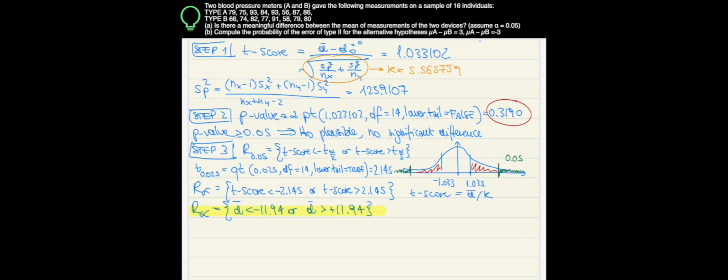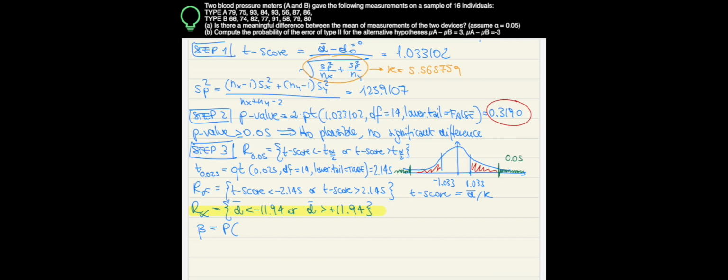Why do we need this? We need the critical region to answer the second question, B: compute the probability of type 2 error. So as usual, our type 2 error is beta, the probability of not being in the rejection region.